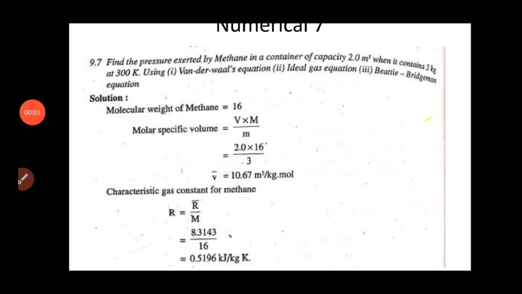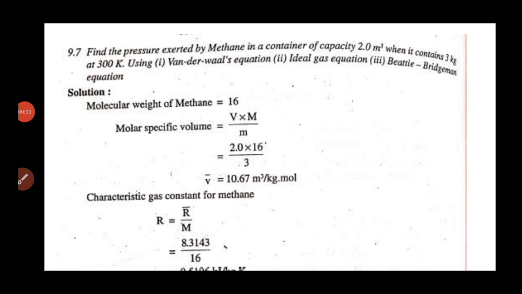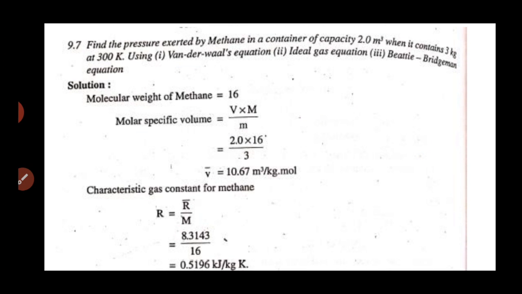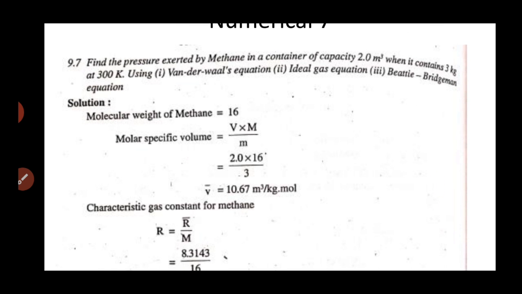Now we shall see a problem using the Beattie-Bridgeman equation, as well as the van der Waals equation. Find the pressure exerted by methane, which is CH4, in a container of capacity 2 meter cube, when it contains 3 kg of methane at 300 Kelvin. Using the van der Waals equation, second the ideal gas equation, and third the Beattie-Bridgeman equation.